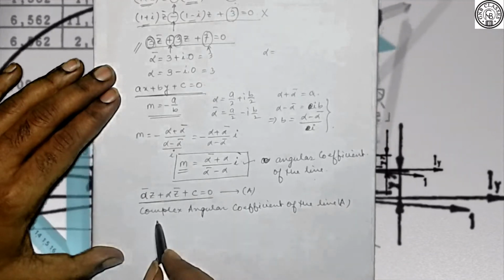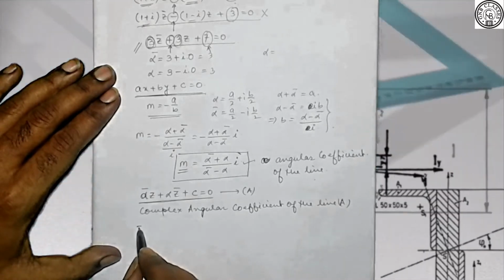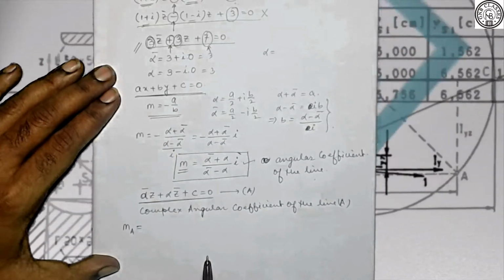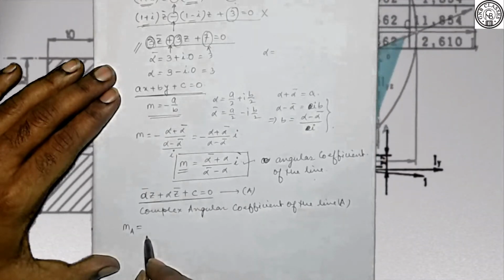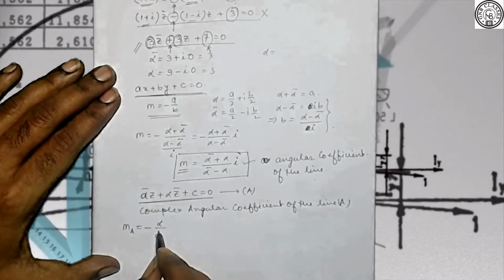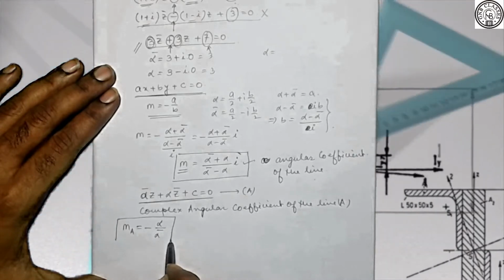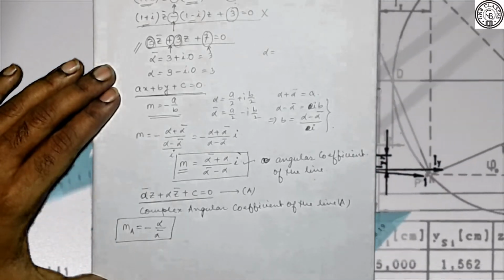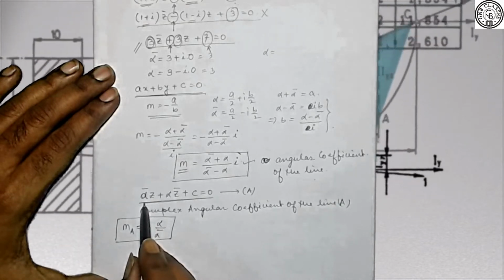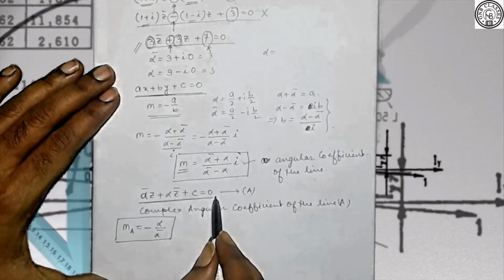Is it clear? So the complex angular coefficient, which is termed as the slope of this line A on the complex plane, is nothing but the ratio of alpha by alpha bar with a minus sign. You have to remember this. So this is the slope of a line on a complex plane, which is of the form alpha bar z plus alpha z bar plus c equals to 0.